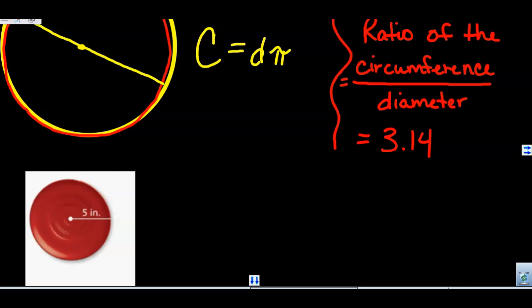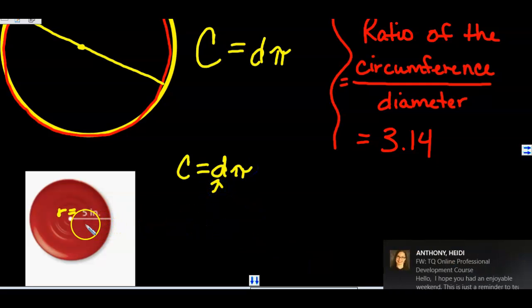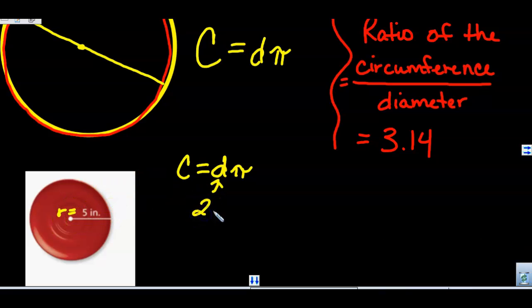Here we have a picture of a frisbee. We are given the radius is equal to 5 inches. How can we utilize that in order to find the circumference? If the circumference is equal to diameter times pi, and we know the diameter is equal to the radius times 2, we could take 2 times our radius and have it be the same thing as the diameter, and then multiply that by pi. So that's what we end up doing.